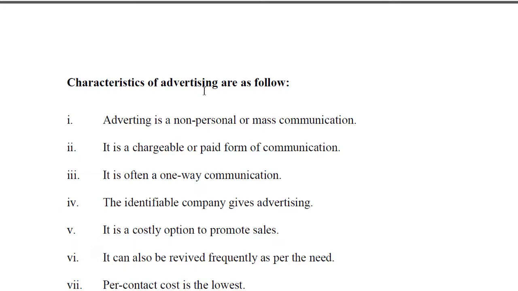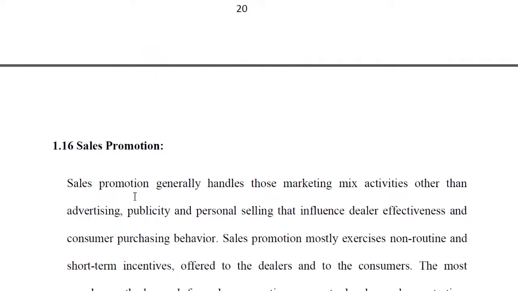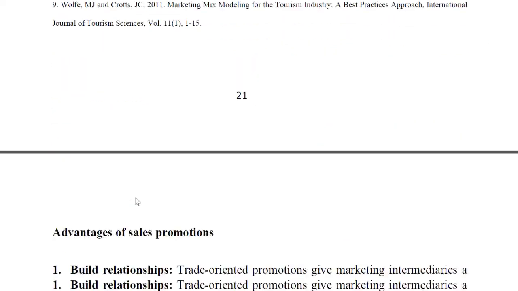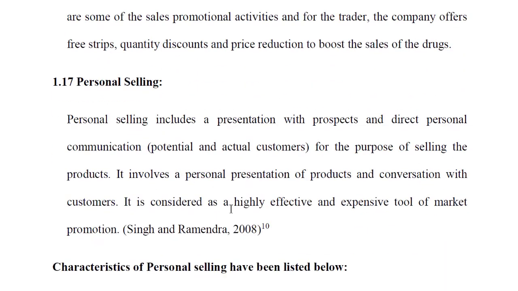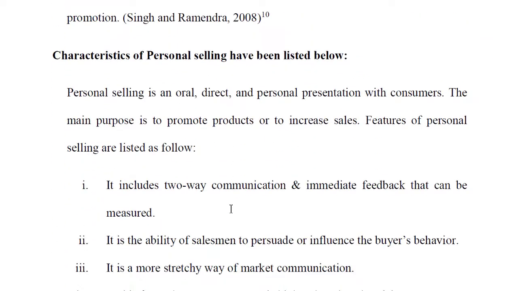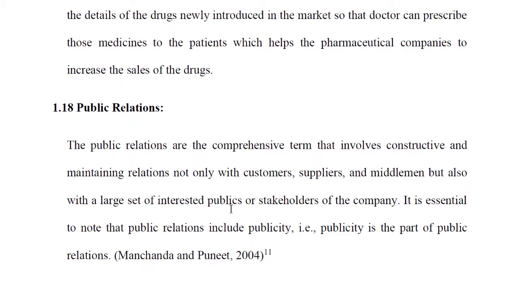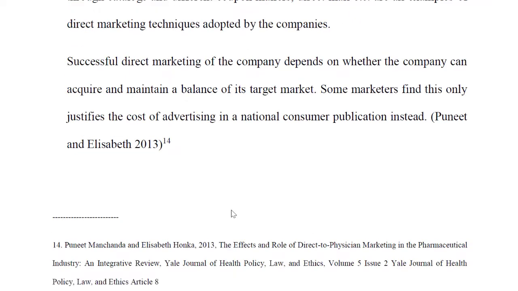Then characteristics of advertising are also discussed. The second tool of promotion is sales promotion, and characteristics of sales promotion are discussed in detail. The next one discussed under the promotional mix strategy, or the tools of promotion, is personal selling. Moving ahead from personal selling, next is public relations. After public relations, next is direct marketing, which is discussed here.